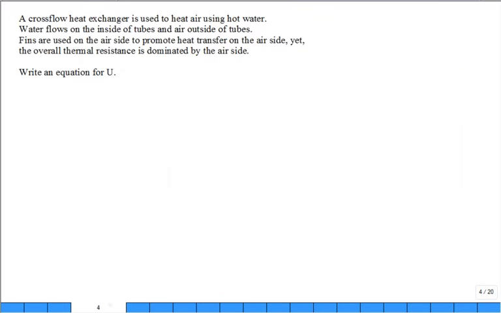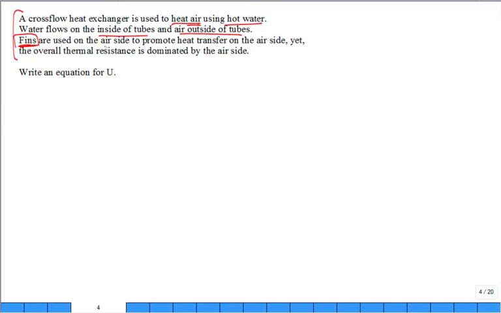All right. So we have a cross-flow heat exchanger. This is very, very common, nothing tricky here, used to heat air. It's using hot water to heat air. So water flows, you're the design engineer, put it inside the tubes. Airflow on the outside where you can easily fin it because you need to promote the heat transfer on the outside to help it. That's the restriction.